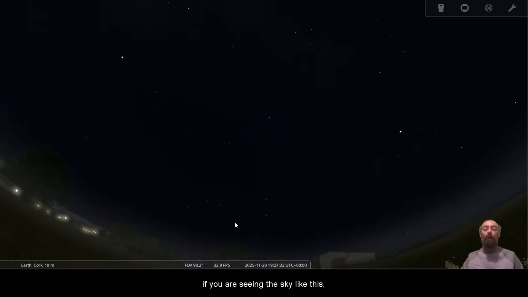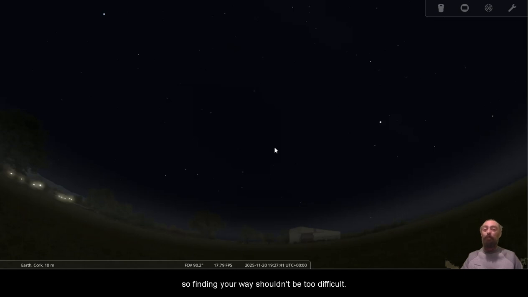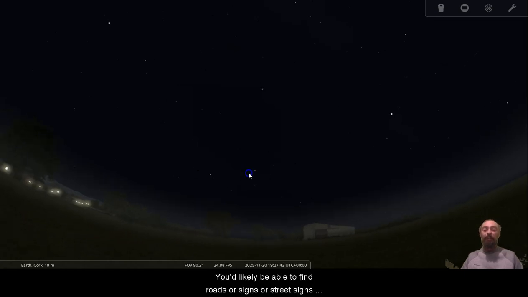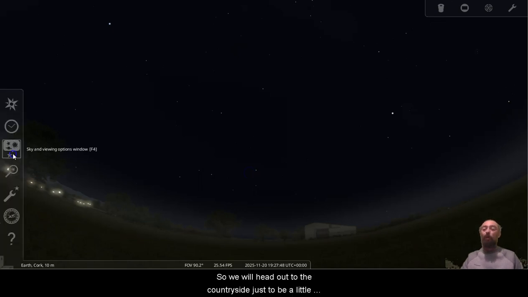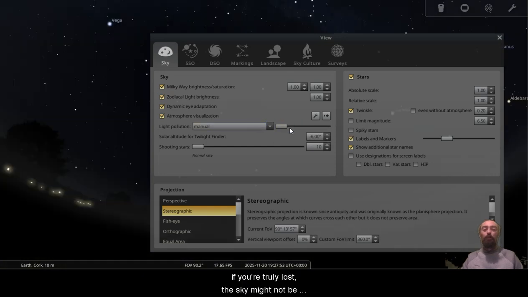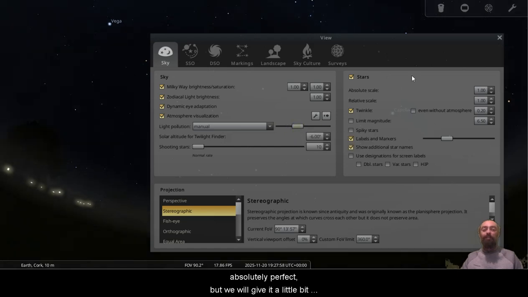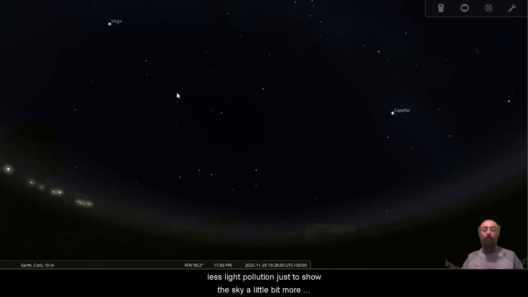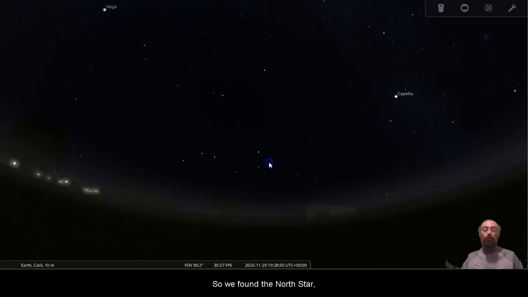Now, of course, if you are seeing the sky like this with all of this light pollution, there's a good chance that you are at least not far from civilization, so finding your way shouldn't be too difficult. You'd likely be able to find roads or street signs or something if the sky looks like this. So we will head out to the countryside. Just to be a little bit more realistic, if you're truly lost, the sky might not be absolutely perfect, but we will give it a little bit less light pollution just to show the sky a little bit more full, as it were. So we found the North Star.